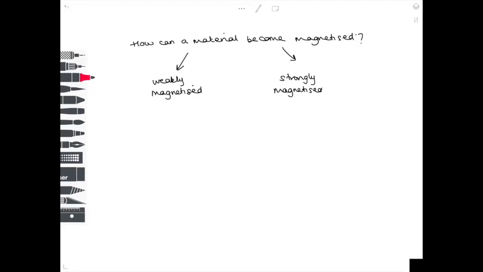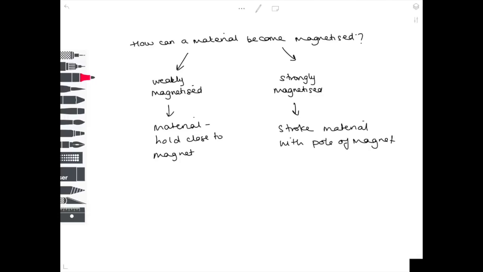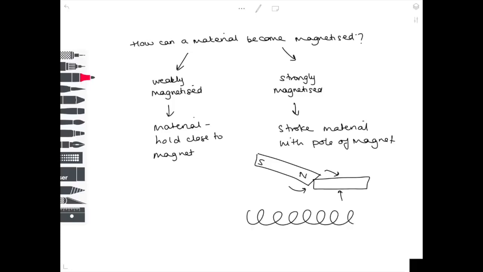Weakly magnetizing occurs when you hold the material close to the magnet. Whereas if you want to strongly magnetize it, you stroke the material with the pole of a magnet. So we've got our material here, which is what we're trying to magnetize. We've got our bar magnet over here, and we're just going to stroke that north pole up and down the material until it becomes strongly magnetized. Remember, by adding a solenoid, that's a cylindrical coil of wire, you can also increase the level of magnetism.